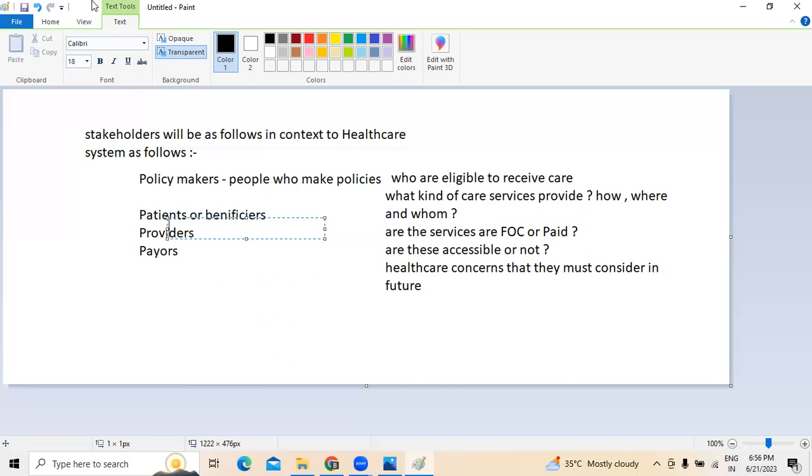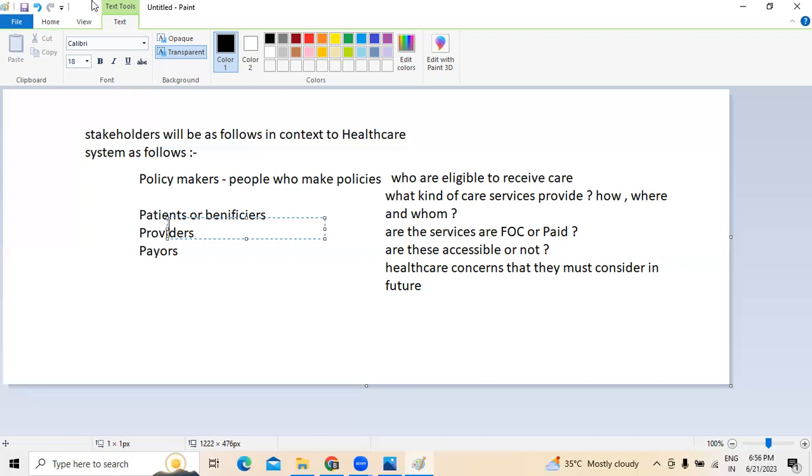Again coming back to healthcare, in the same way, whoever the providers are, providing healthcare to individuals as well as patients or beneficiaries or people, whatever services they are giving must be under the policy framework of the policy makers, which was initiated by them. This is what we call providers. The third thing is called payers.